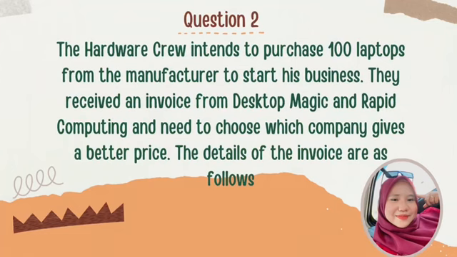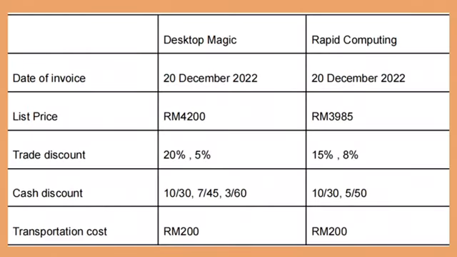Next, for question 2. The hardware crew intends to purchase 100 laptops from the manufacturer to start his business. They receive an invoice from Desktop Magic and Rapid Computing and need to choose which company gives a better price. The details of the invoice are as follows. This is the column, the information given.